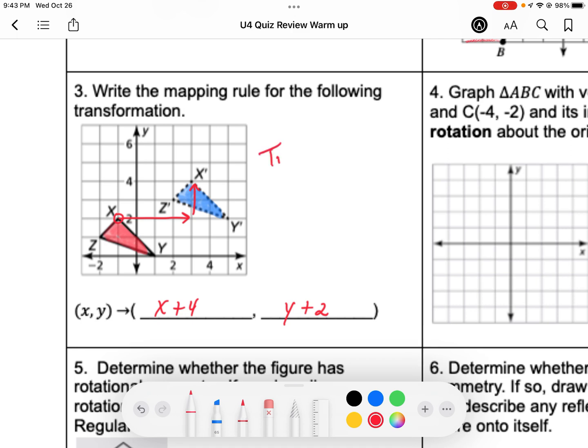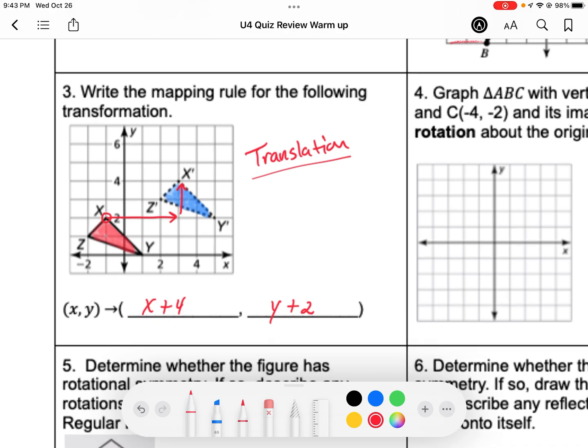And this is a translation because we're just sliding to the right and up. And in any translation, all we do is add to the x's or subtract from the x's and add to the y's or subtract from the y's.